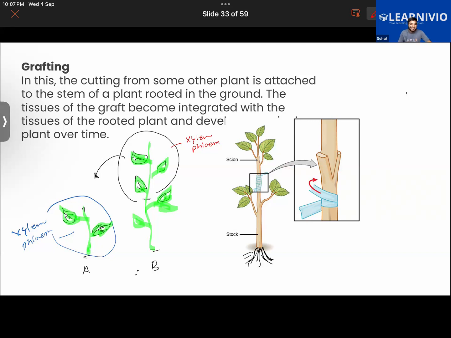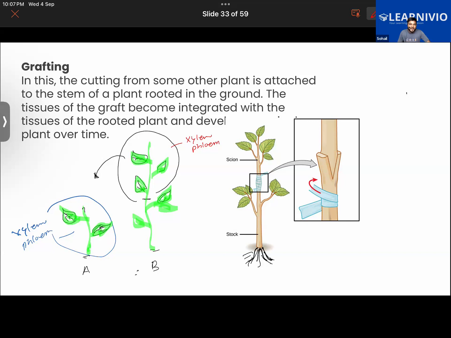And also a large number of new plants can be produced from each parent plant. You don't have to maintain it too much. That is the thing. So these are the advantages here.